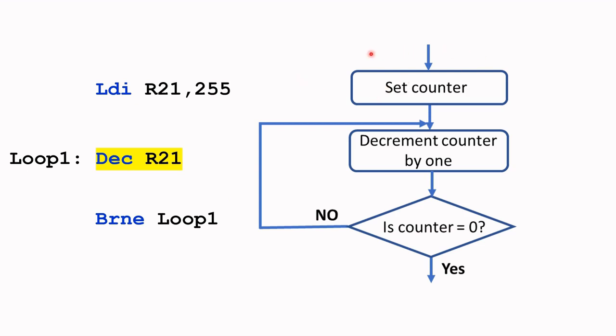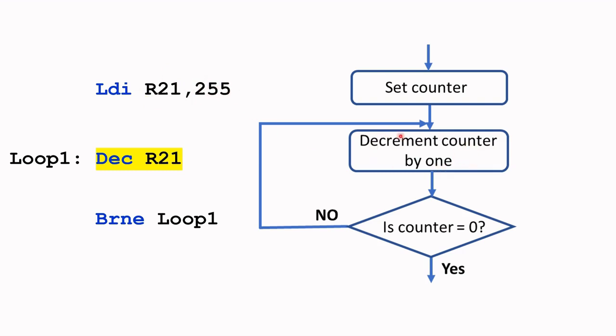Now, the flow chart for the single loop is shown here, and here is the code using the ATmega328 assembly code to implement this loop. Basically, what this single loop would do is set up a counter. The counter will be given some initial value, as shown here, LDI R21. So R21 would be the counter. This can be any other register. It doesn't have to be R21. And so the initial value is 255.